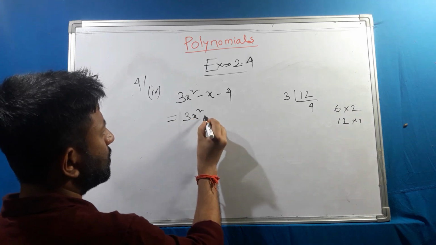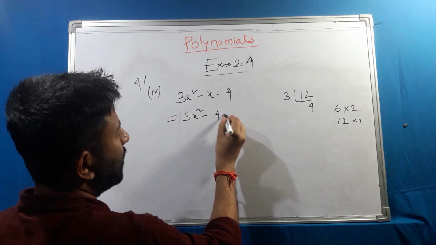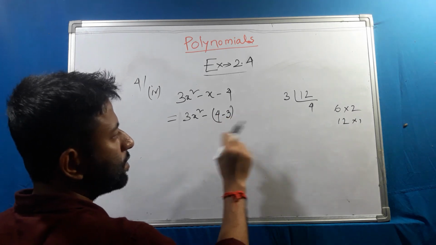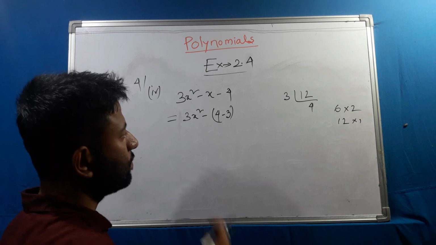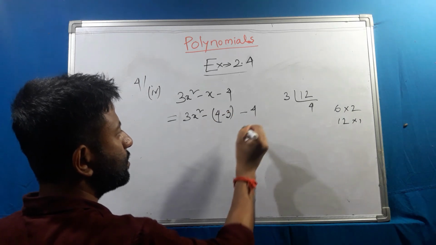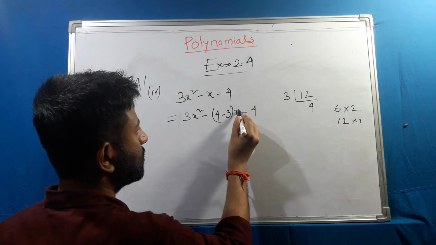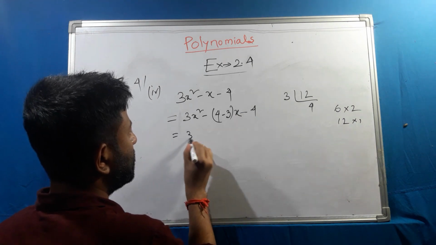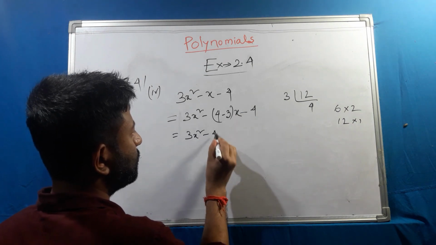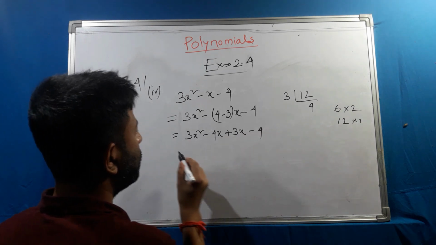3x square minus 4 minus 3. 4 into 3 equal to 12. 4 minus 3 will be equal to 1 minus 4. You see, nothing added extra. Everything is exactly the same. Now it is coming 3x square minus 4x plus 3x minus 4.